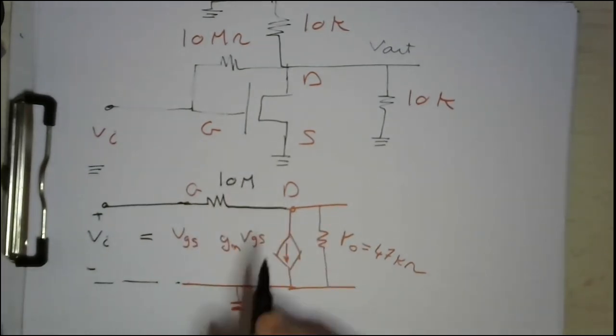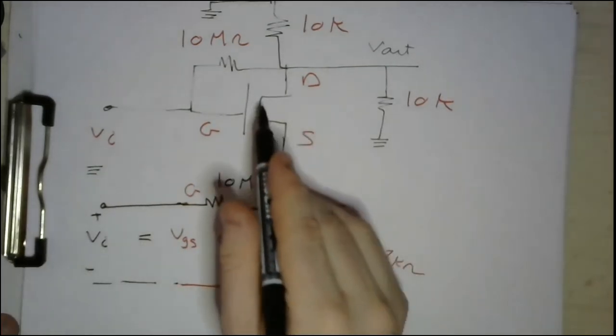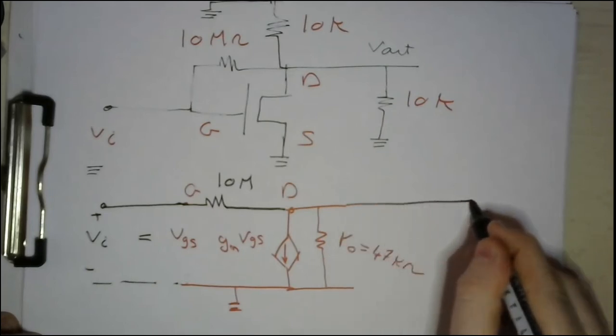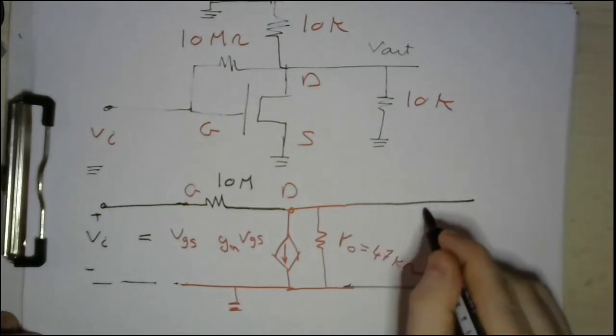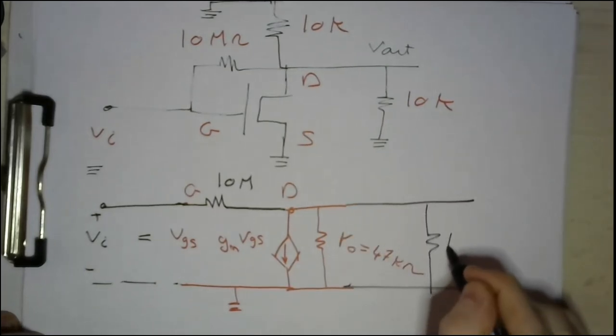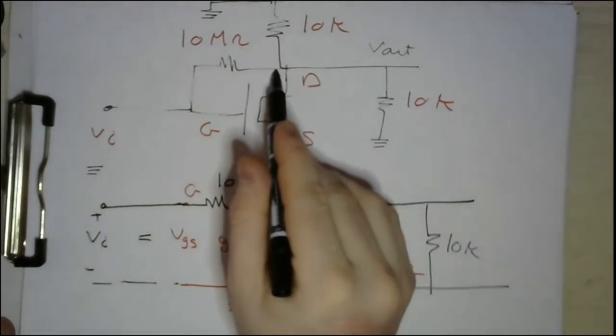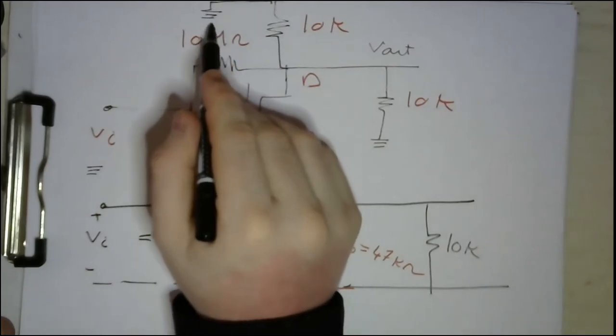Okay, what about the drain? The drain is connected to a resistance to the ground, which is 10K. This one. And another resistance to the ground, because don't forget, we have short circuited the VDD.